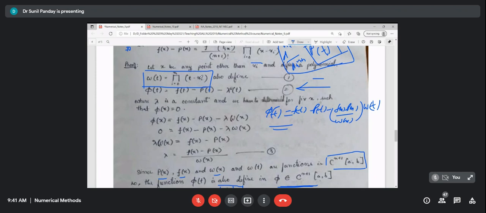It's a polynomial in t, and since the product starts from t minus x0, t minus x1, up to t minus xn, if I multiply all of this, I will get one term as t raised to power n plus 1, and the rest of the terms like t raised to power n times some constant, t raised to power n minus 1 times some constant.